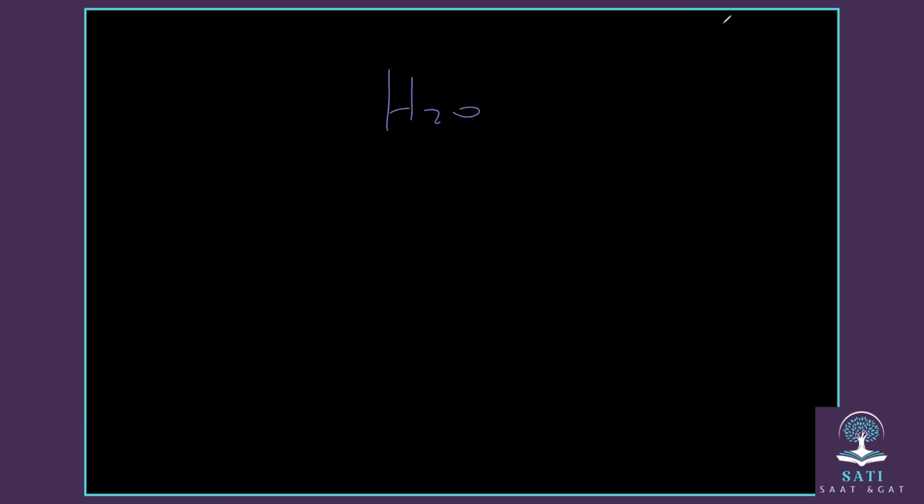Third point, we can understand what is self-ionization of water. We know that water is H2O. This is just one molecule of water, H2O. Every molecule consists of 2 hydrogen atoms and 1 oxygen atom. In water, we have many billions of molecules of water.